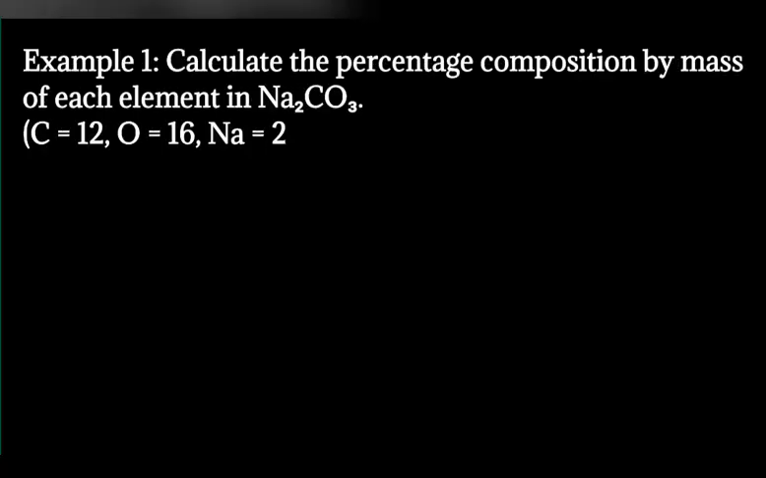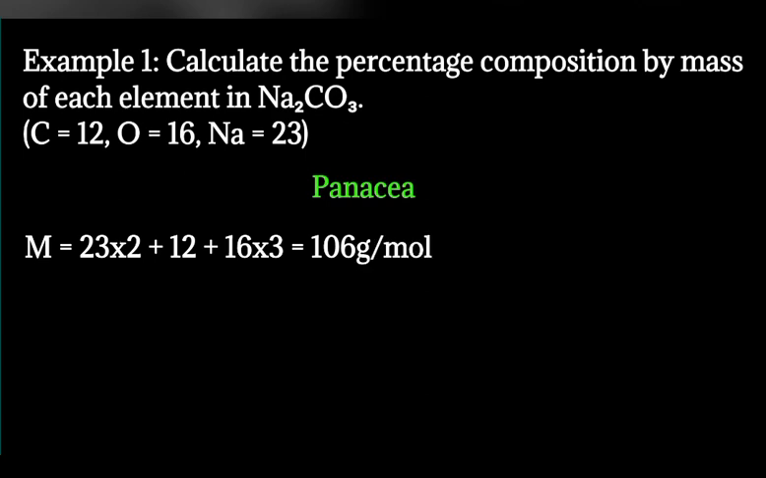Now the first example, we want to calculate the percentage composition of each element you have in sodium carbonate, Na2CO3. We have 3 elements in this compound: we have sodium, we have carbon, and we have oxygen. So the atomic masses have been given to you. The first thing is to find the relative molecular mass, and this we have done. You are going to get 106 grams per mole.